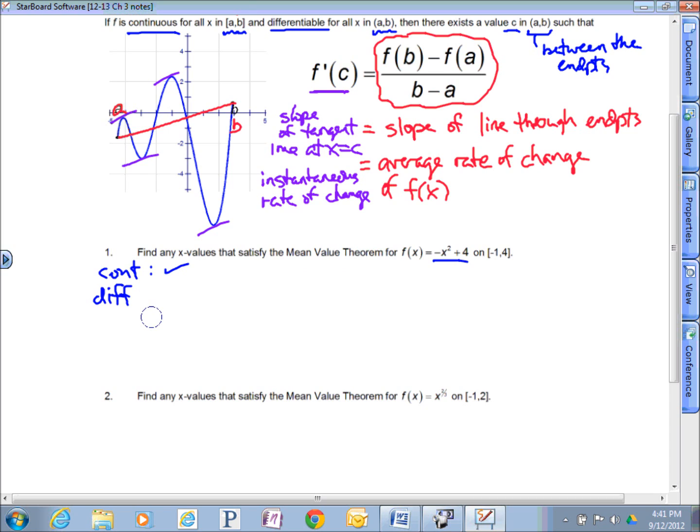Well, let's see. We should probably take the derivative and see if there's any problems with it. So f prime of x, I'm going to do this with that purple color because we'll need that eventually. Negative 2x.